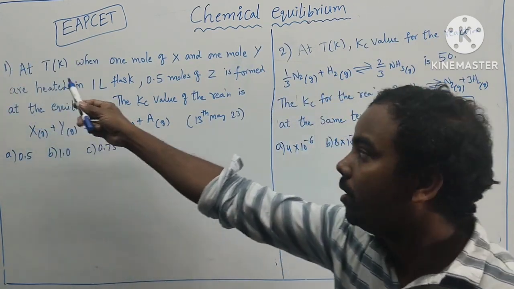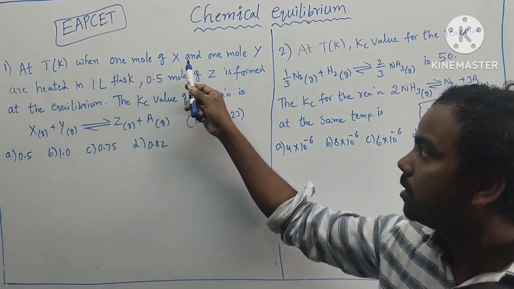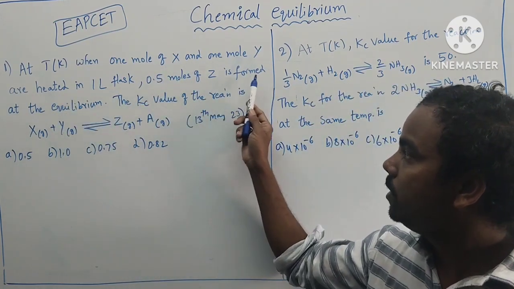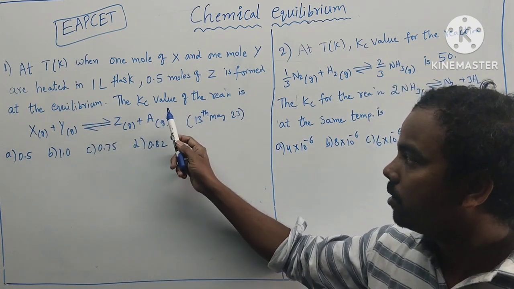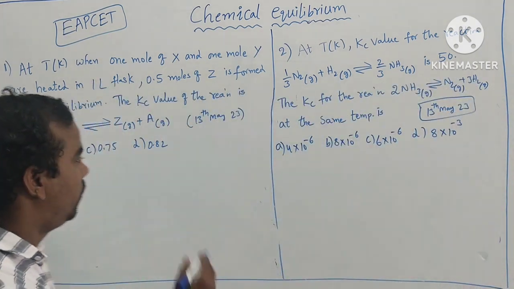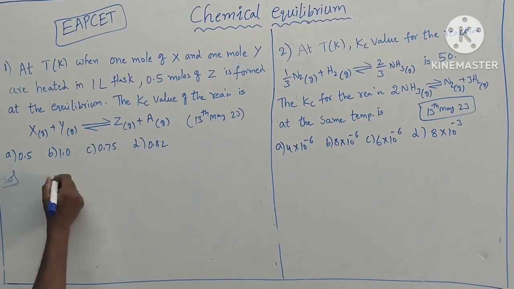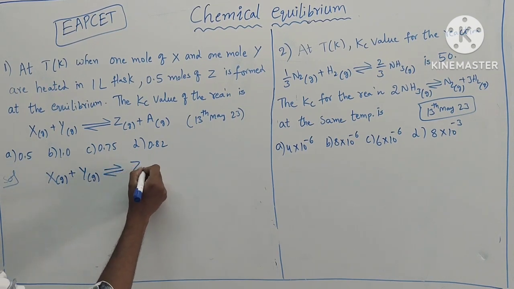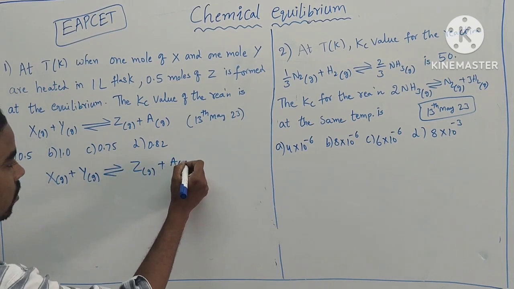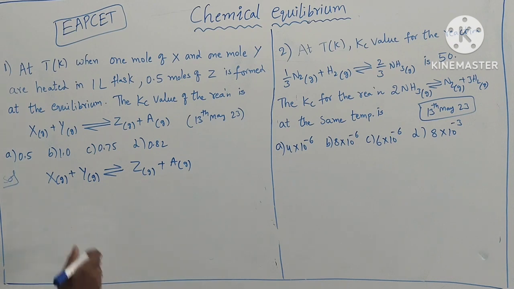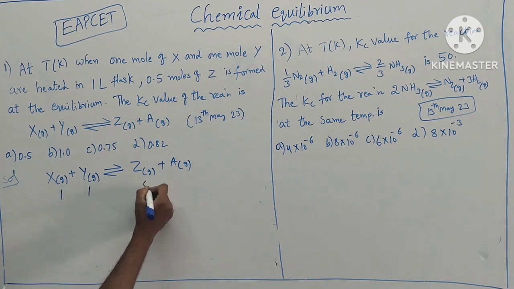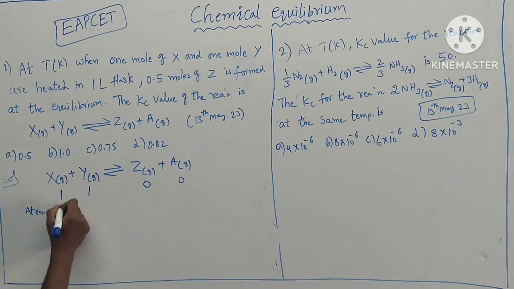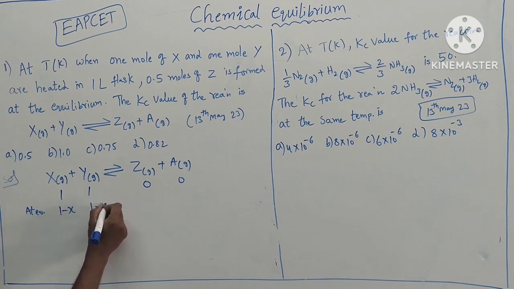Okay, see the first question. At T kelvin, when 1 mole of X and 1 mole of Y are heated in a 1 liter flask, 0.5 moles of Z is formed at equilibrium. The Kc value of the reaction is? So for this reaction, X plus Y is in equilibrium with Z plus A. Before the start of the reaction, here X is 1 mole, Y is 1 mole, and there are no products, 0, 0. So at equilibrium, it dissociated into x, 1 minus x, 1 minus x.